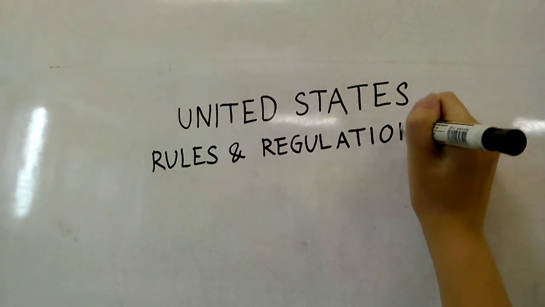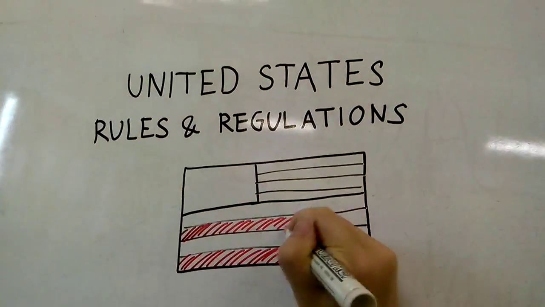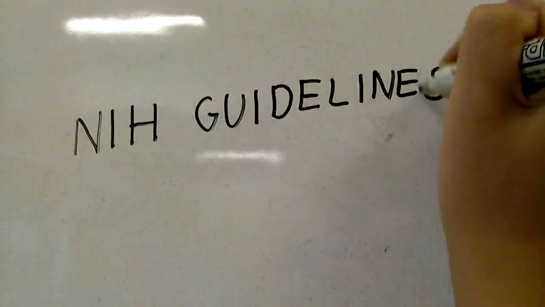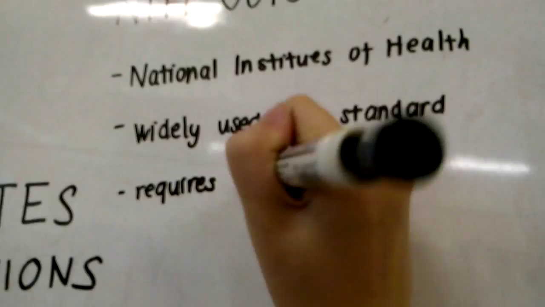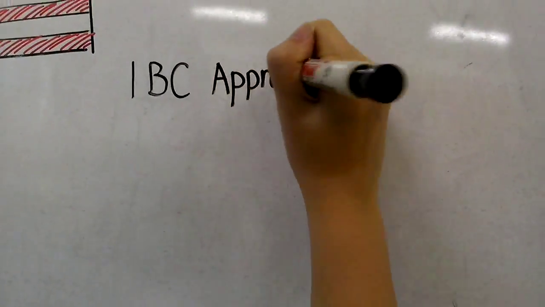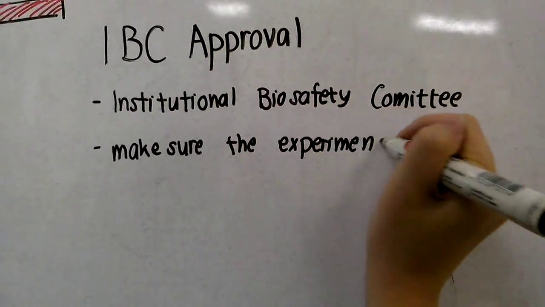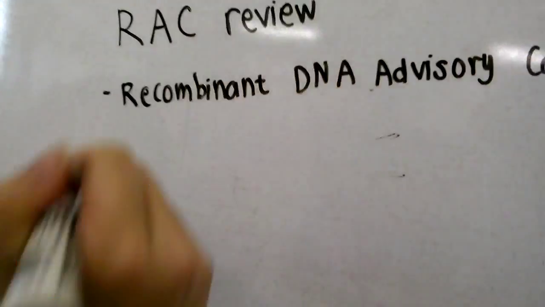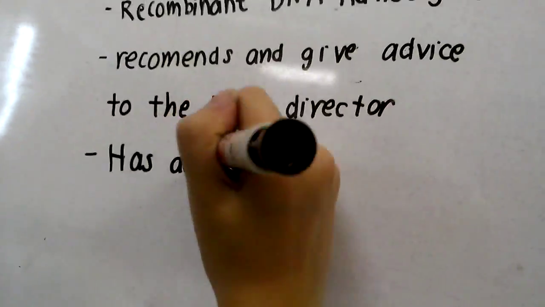There are the NIH guidelines, IBC approval, and the RAC review. The NIH guidelines, from the National Institutes of Health, are widely used as a standard, which requires the IBC and the RAC approval. IBC approval stands for Institutional Biosafety Committee, which makes sure that the experiments follow the NIH guidelines. The RAC review stands for Recombinant DNA Advisory Committee, which recommends and gives advice to the NIH director and has authority to deny or approve experiments.